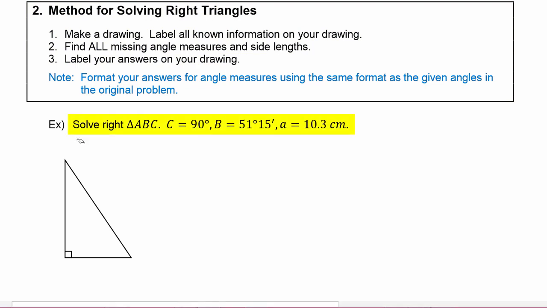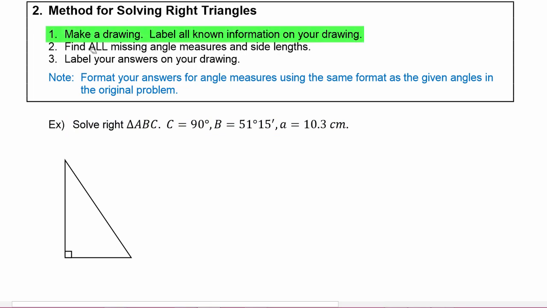So here we're being asked to solve right triangle ABC, and we're given that angle C is 90 degrees, angle B is 51 degrees 15 minutes, and side A is equal to 10.3 centimeters. Remember, anytime you see a lowercase letter, you know that's going to be a side. Now, as we look at our method, step 1 says to make a drawing and label all the known information on your drawing. So let's start with angle C has to be the 90-degree angle.